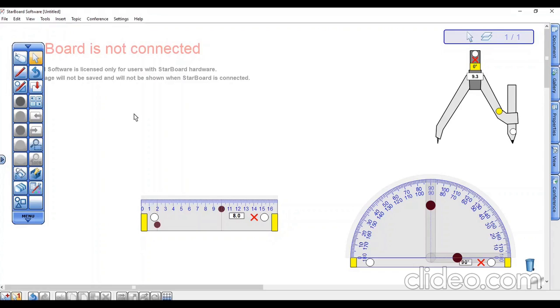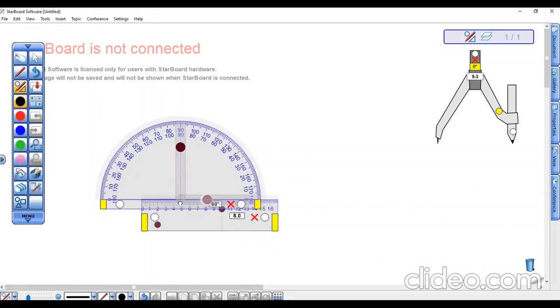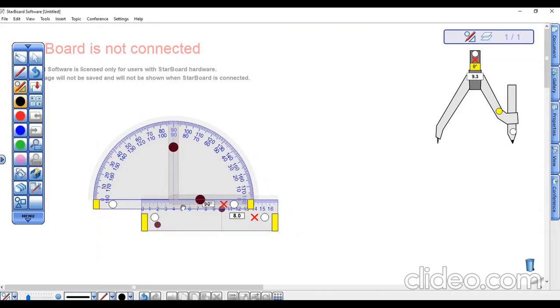All right, I'm going to start this with a straight line. I'm going to draw a straight line here, 8 centimeters long. Since I want to cut this line into two equal parts, I need to go to the middle, which is 4, and then I'll place my protractor here, exactly 4.